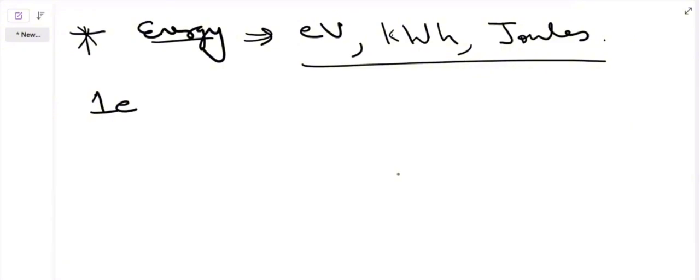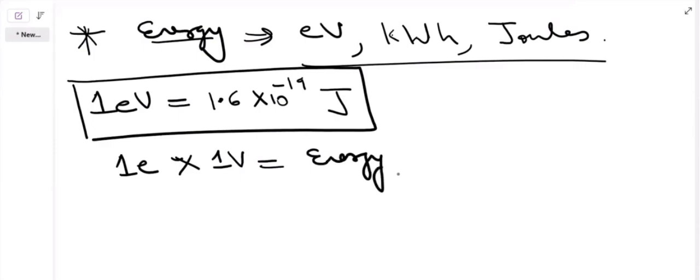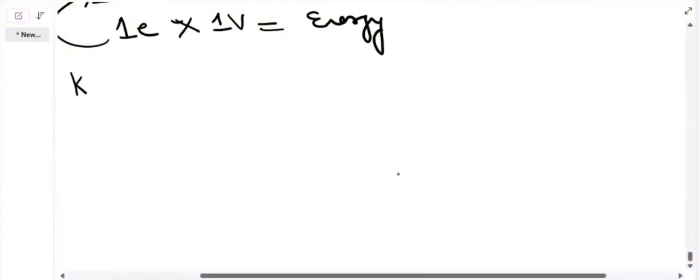Now what is 1 electron volt? It is the energy captured by 1 electron through 1 volt, which is 1.6 into 10 raised to minus 19 joules. Making sense? So this is the basic conversion. Any doubts? No, ma'am. Okay, let's come to kilowatt hour.